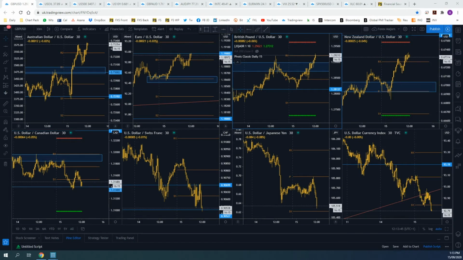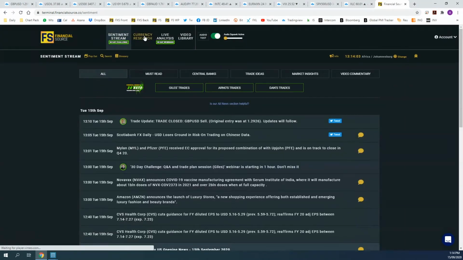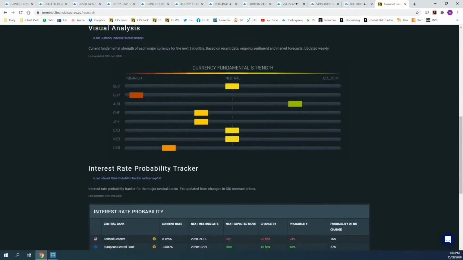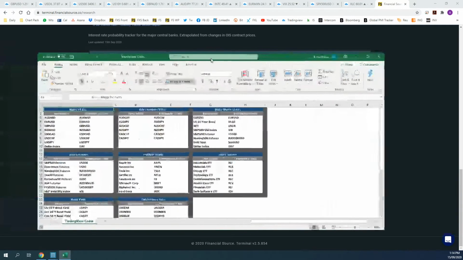So what I've done for us, Asanka, is I've basically created just a quick Excel sheet of all the codes that we use, of all the chart layouts that we use. And how you can find it is you can just go to the terminal, open up the terminal, go to the currency research section, and then scroll down all the way to the last section there, which is called the analysis resources section. And then you can open up TradingView Codes. And if you open up that Excel sheet, it should look like this one.